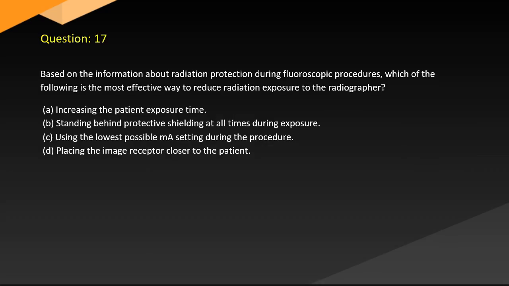Question 17. Based on the information about radiation protection during fluoroscopic procedures, which of the following is the most effective way to reduce radiation exposure to the radiographer? A. Increasing the patient exposure time. B. Standing behind protective shielding at all times during exposure. C. Using the lowest possible mA setting during the procedure. D. Placing the image receptor closer to the patient.